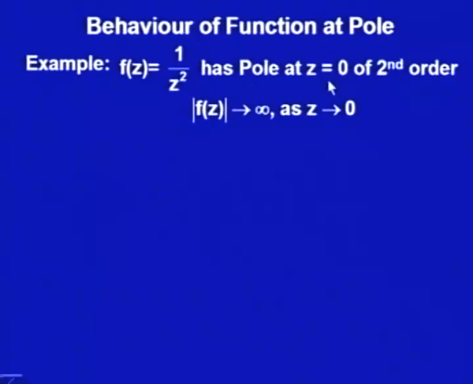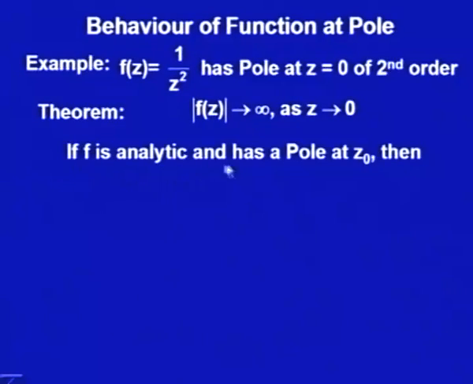If it is a pole, then at the pole the function will approach infinity from any manner in which z is approaching 0. From here we do get one result. Now, I am just stating this result. If f is analytic and has a pole at z naught, then f z will approach infinity as z approaches z naught in any manner, that is from any direction. If z is approaching z naught, f z will always approach infinity.